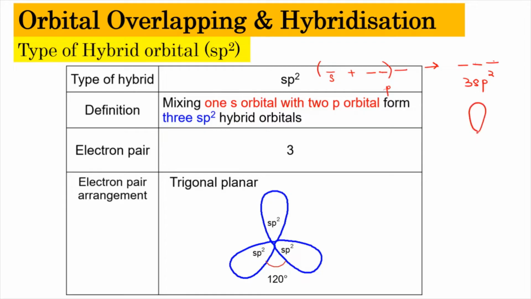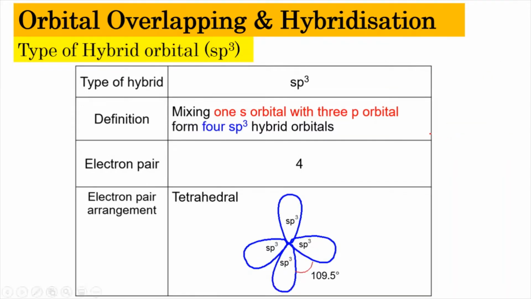So sp², sp², and then sp², and it needs to be consistent with the electron pair arrangement, in which we have three together, all of them. So when they have three electron pair, it refers to the shape of trigonal planar. So it needs to be consistent with the VSEPR, and it has an angle of 120 degrees.